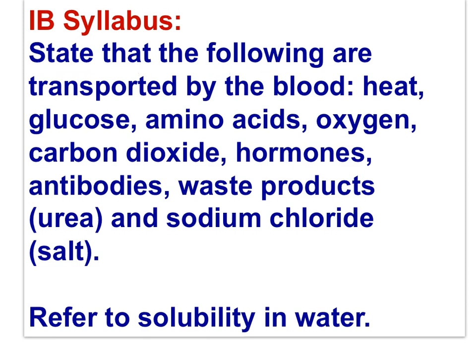State that the following are transported by the blood: heat, glucose, amino acids, oxygen, carbon dioxide, hormones, antibodies, waste products such as urea, and sodium chloride, salt. Glucose and amino acids dissolve well in water, as do salts and urea. Oxygen does not dissolve well in water, thus most oxygen is carried by hemoglobin within red blood cells.